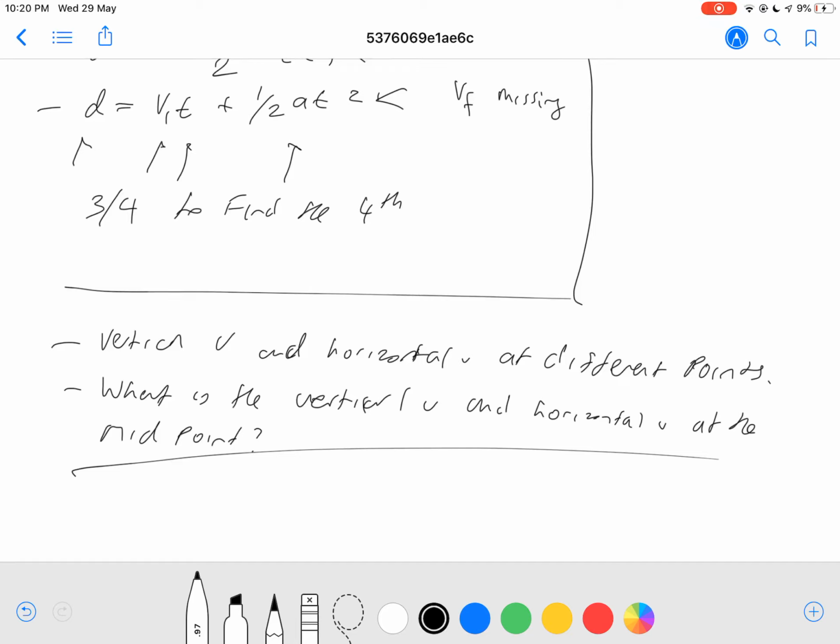Another question that might ask you for projectile motion might be... there's quite a lot.